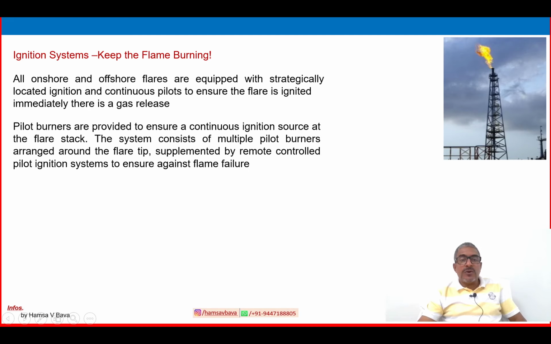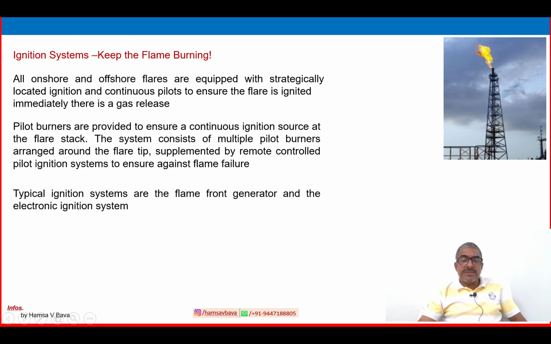Pilot burners are provided to ensure a continuous ignition source at the flare stack. The ignition consists of multiple pilot burners arranged around the flare tip, supplemented by a remote controlled pilot ignition system to ensure against flame failure. So it will make sure that a continuous, low flame will be there, so that when the main release comes, it will catch the main release system.